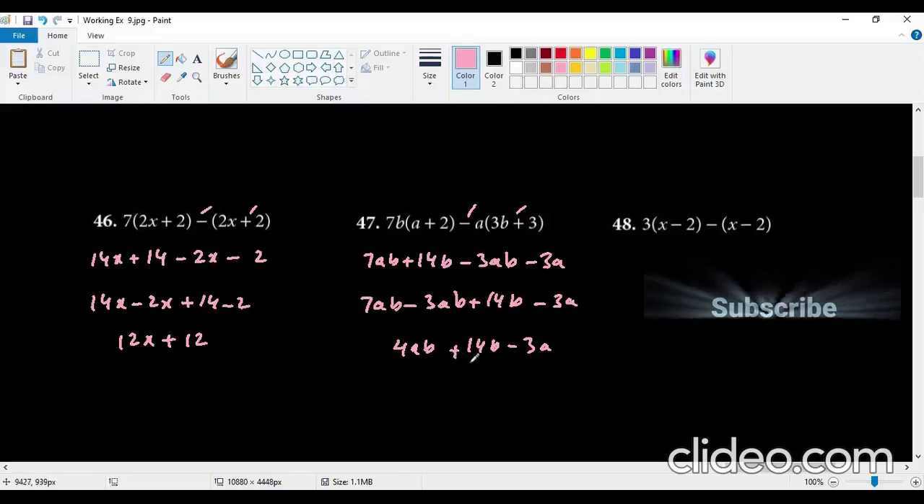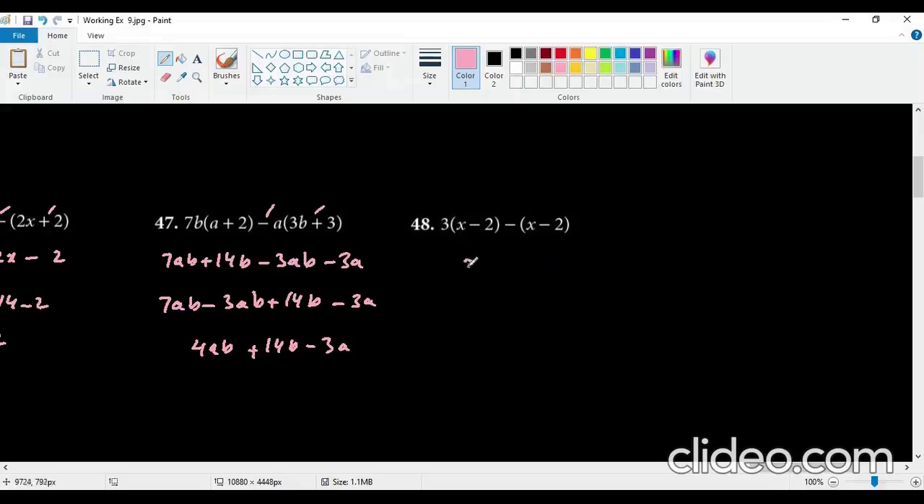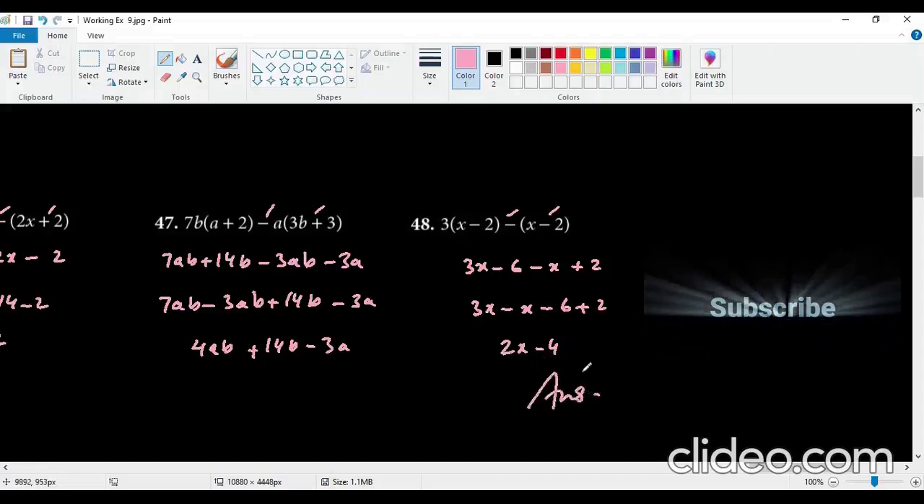Last question of this exercise is 48. In here, you write 3x minus 6 and minus x, and minus minus is a plus 2. Minus x plus 2. Now in here, 3x minus x and minus 6 plus 2 is going to give you a 2x minus 4 as an answer for this question. That's how this exercise is going to be done.